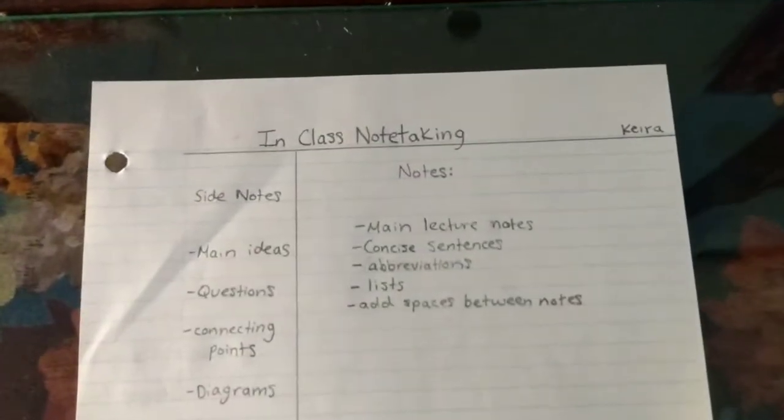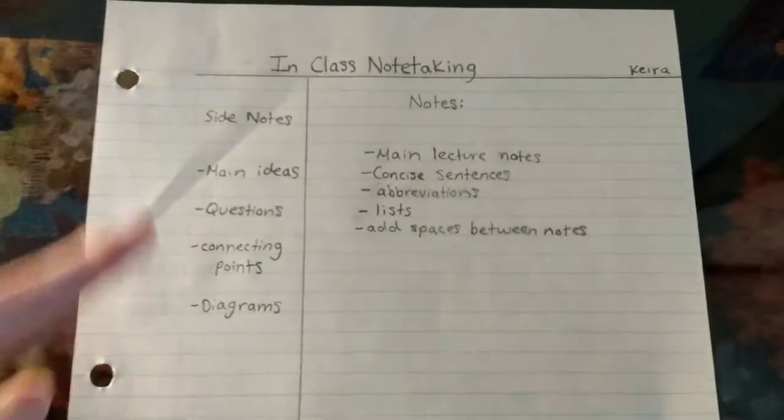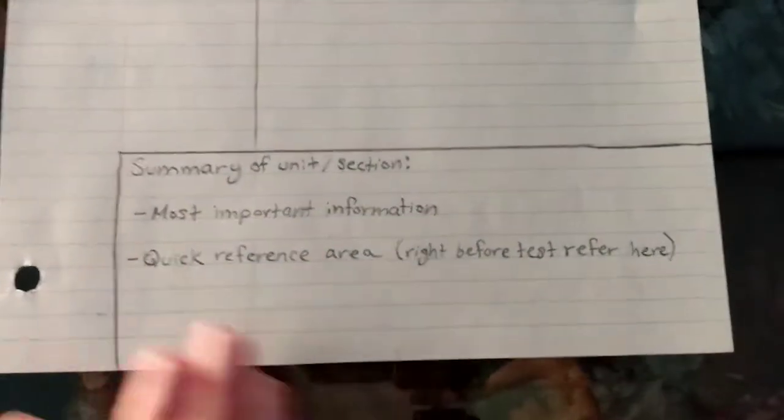So I'm going to show you what it looks like. So this is what it looks like in class note taking. You can see the side notes, the main notes, and then the summary section. And in some classes you might not even have to use this because some teachers give you a paper where it's like fill in the blanks according to the slideshow. So you might not even need that, but I think the summary part is the most important part.